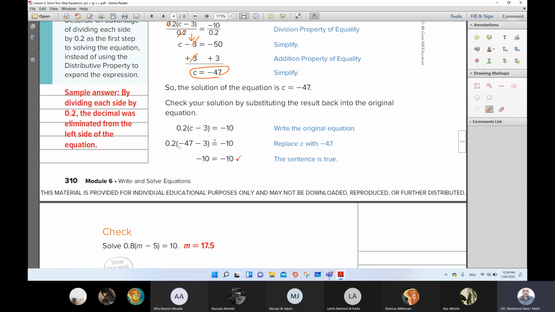Solve the first side. Negative 47 minus 3 will be negative 50. Negative 50 times 0.2 equal negative 10. Is negative 10 equal negative 10? Yes, this is the correct equation, which means this is a true solution.